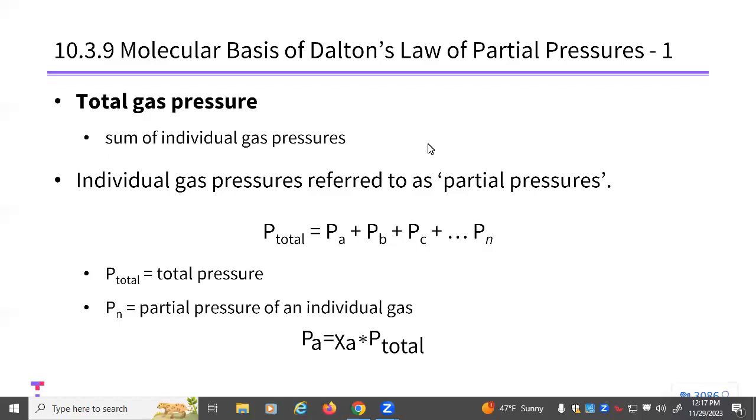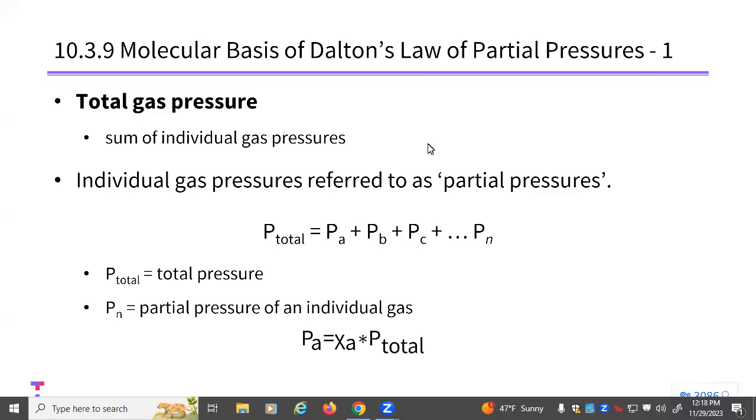That's all well and good, but it does create one particular problem for us. What if, in the instance of a chemical reaction, I'm only interested in one of the components of that mixture of gases? How do I go about figuring out what its individual pressure is?